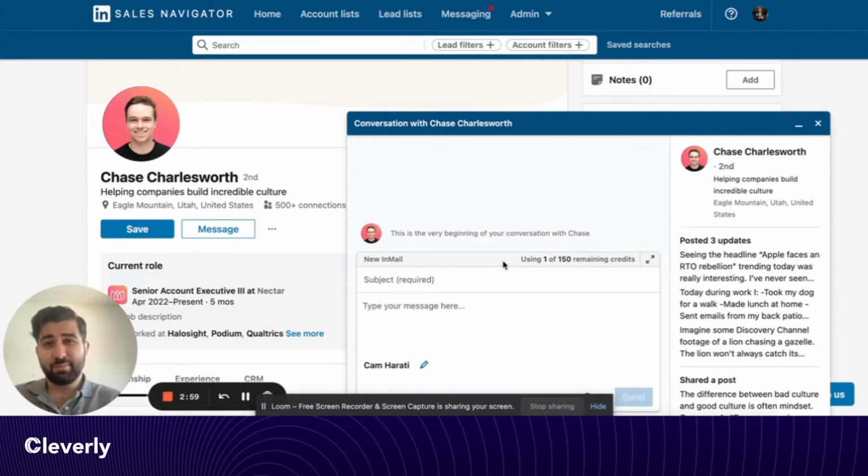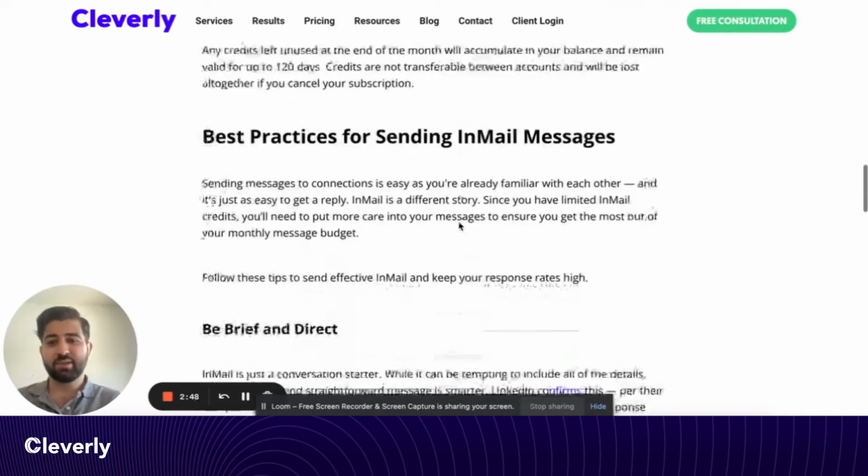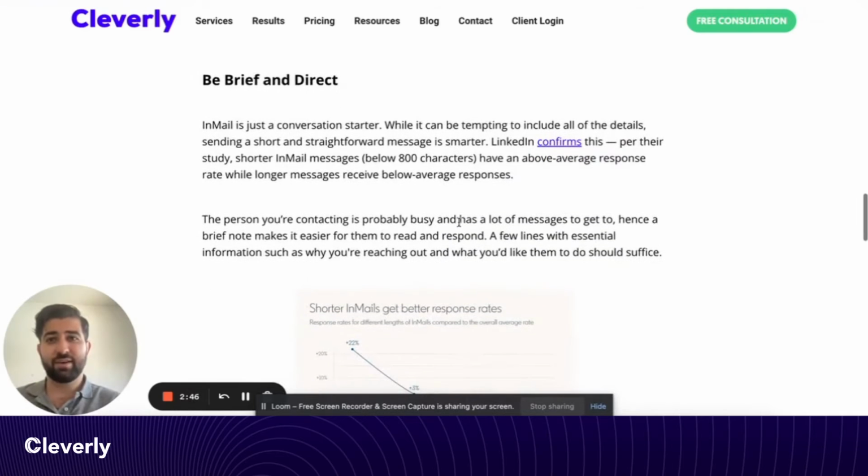But the content of your message is the real important part here. Since you have limited credits, you'll want to put more care into each message to ensure you get the most out of them. So here are some tips on how to send effective InMails and get a higher response rate.